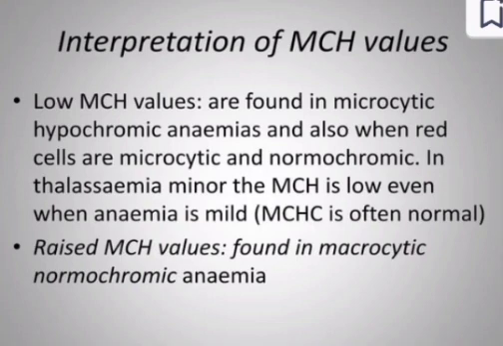Alright? And then an increase in MCH values can be found in macrocytic normochromic anemias. Here, the cells are large, but the hemoglobin content of the cell is normal. Alright?